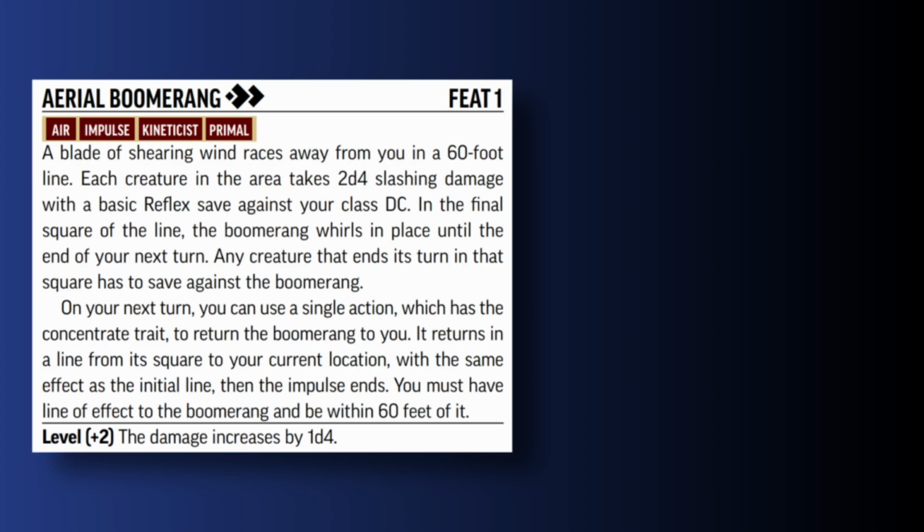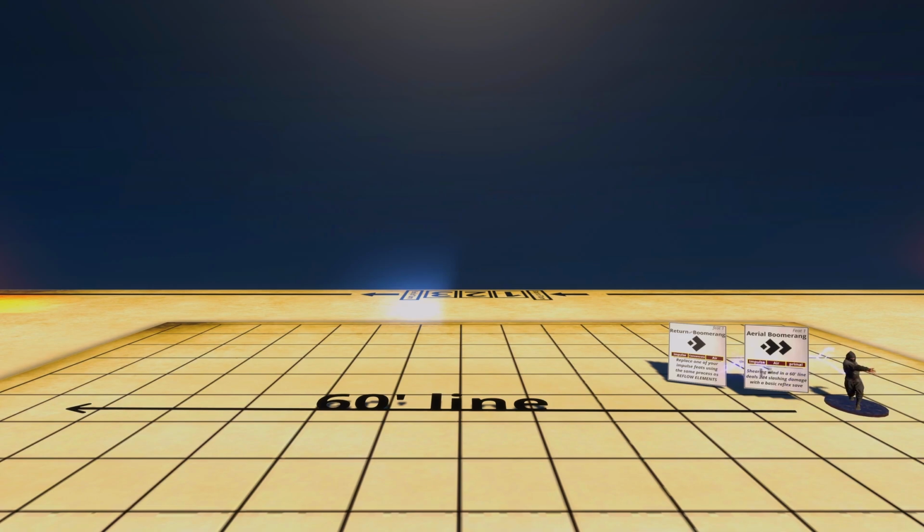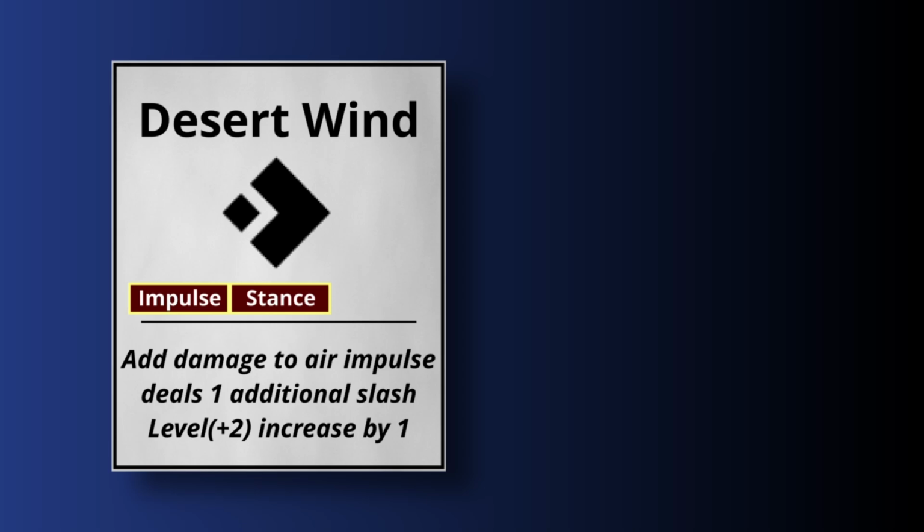So, for example, let's say I look over all the impulses and I like the aerial boomerang. I'm looking at this and I see that on the second round and every round after, I can return the boomerang as a single action and then throw it again, which means I'm essentially getting 2 spells in one round, which is unusual, and I want to take advantage of that. It's hard to get 2 spells in one round, right? I also like the idea of the desert wind stance to add a little damage to my air impulses. That means I'm going to need the earth element as well, because that one is a composite impulse.